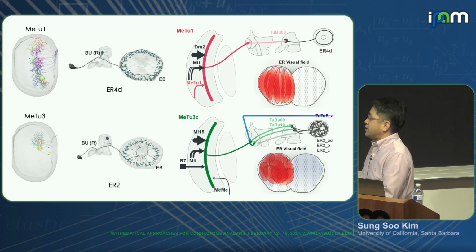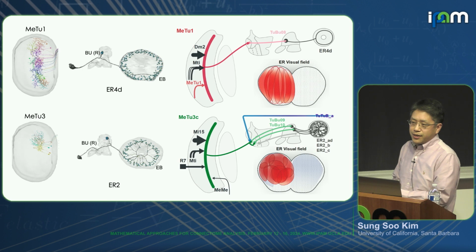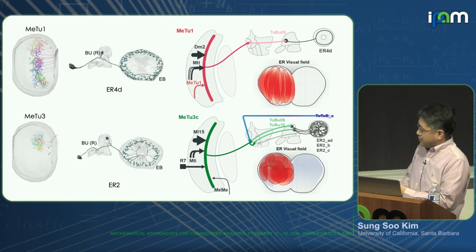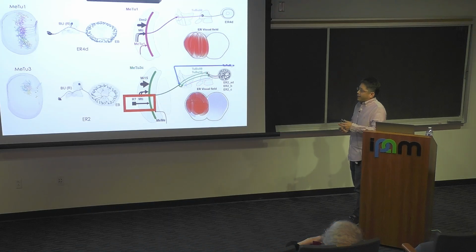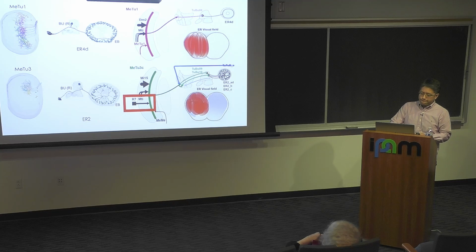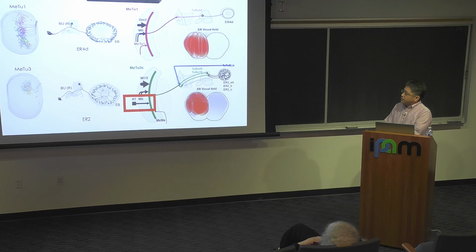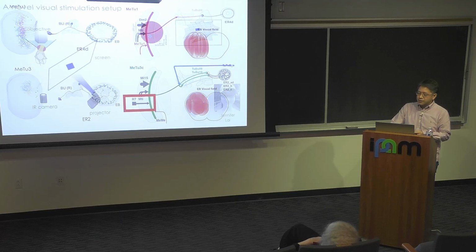So the problem here is that all of these neurons have not been characterized except R7, which is a photoreceptor neuron. And it turned out that R7 neurons are sensitive to UV, and it is inhibitory in flies. So it strongly suggests that these ER2 neurons may be inhibited if there is a UV signal, a UV stimulus, right? So we tested this in the same way.